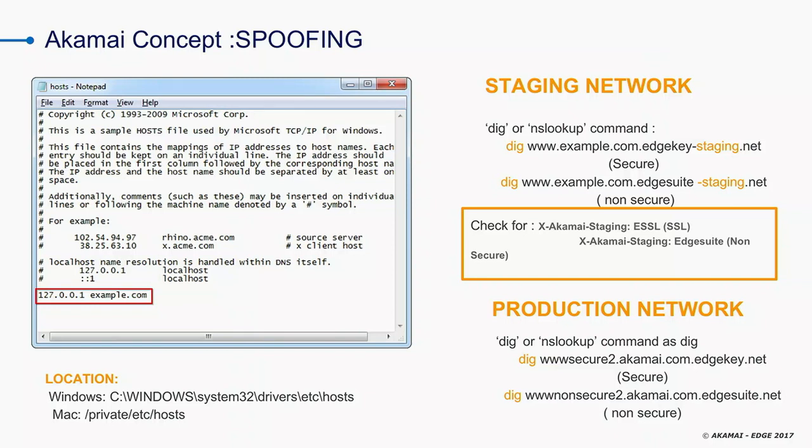Another way to ensure that you are hitting a staging server is to look for this particular response header, which is X Akamai staging. For ESSL, which is the SSL network that Akamai has, it will have the ESSL value. If it's non-ESSL, it will have the HSuite value.